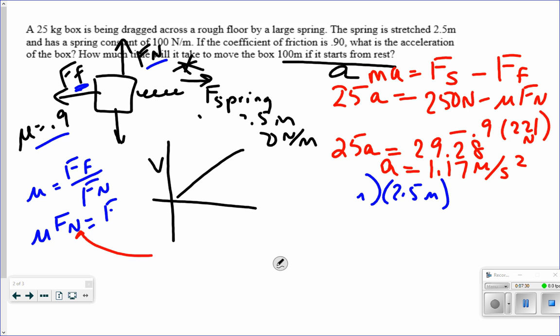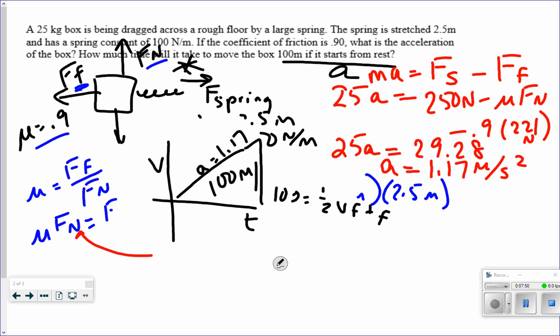The v-t graph looks like this. It's starting from rest. My acceleration is 1.17, and it is moving 100 meters. This is exactly like the roller coaster question. The way we're going to solve this is going to be identical to that. So the 100 meters, that's my area under the curve, is 1/2 vf tf. I don't know either one of those.